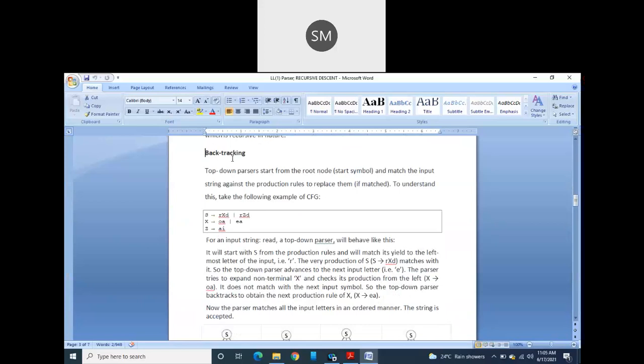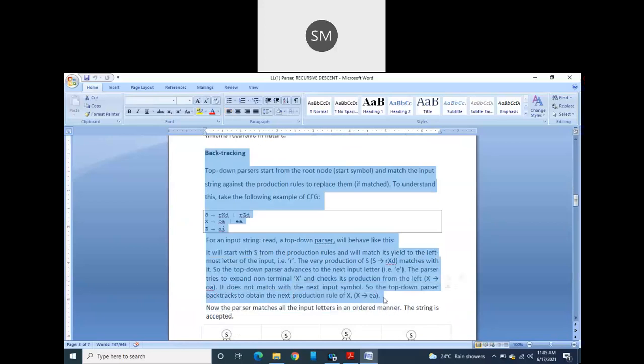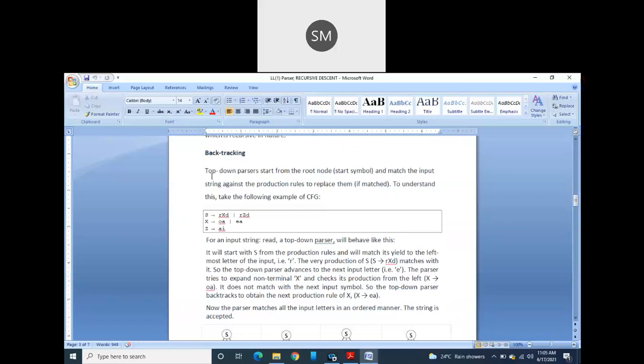Now come back to backtracking. I am going to explain the exact meaning of backtracking here. Try to understand. A top-down parser starts from the root node to the leaf nodes. The root node is nothing but the start symbol. And what it does is keep on matching the input string against the production rules of our grammar. According to these production rules, it is going to replace the non-terminals if they are not matched.